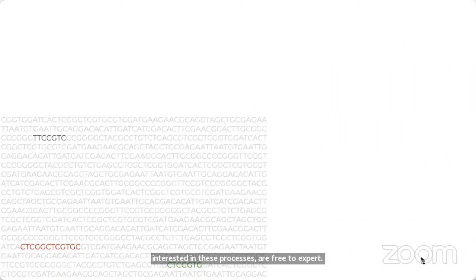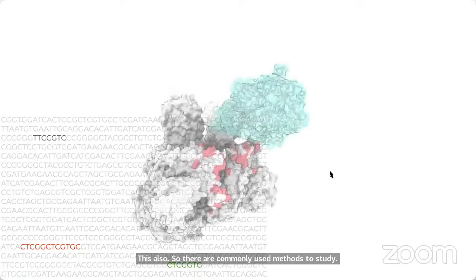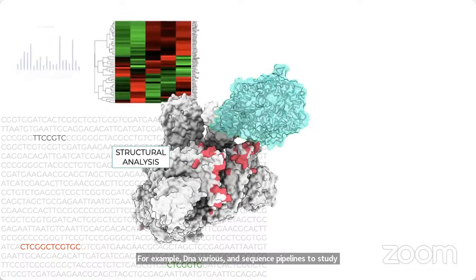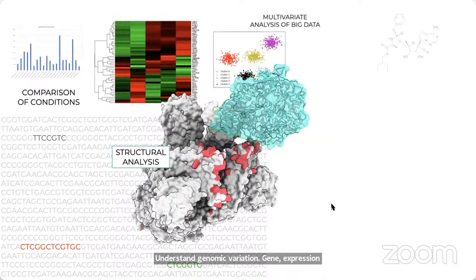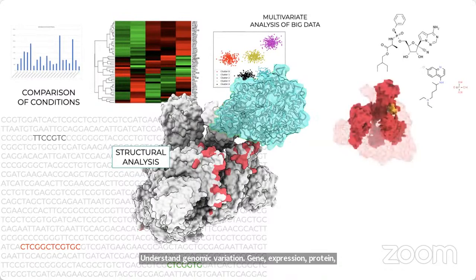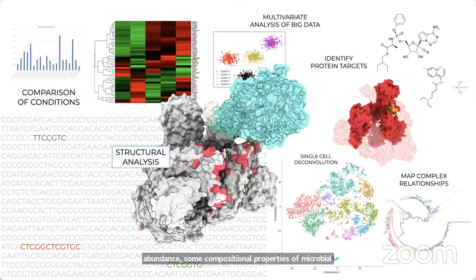So there are commonly used methods to study, for example, DNA variation, and sequence pipelines to understand genomic variation, gene expression, protein abundance, and compositional properties of microbial communities. All of these are different types of data that we will learn to explore, and we will learn to mine for patterns to understand the trends in the data related to the biological condition or disease biology or phenotypical characteristics of the sample that we started with.